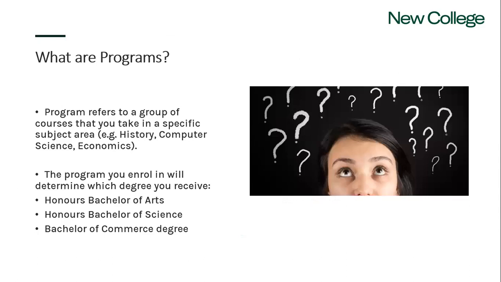So, what are programs? Programs are groupings of courses in one or more disciplines. So, if you take courses that are tied to history or economics, then the chances are that you'll end up graduating with that program. Something to be mindful of is that the program you enroll in will determine the type of degree you receive. There are three different types of degrees students enrolled in the Faculty of Arts and Science can graduate with. That is either an honors Bachelor of Arts, an honors Bachelor of Science, or a Bachelor of Commerce degree.